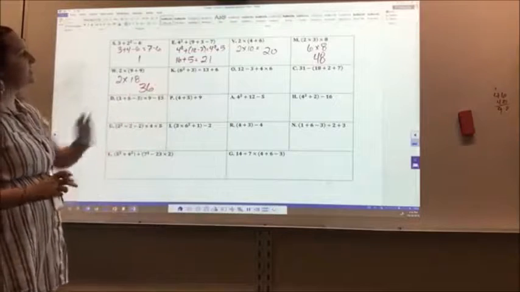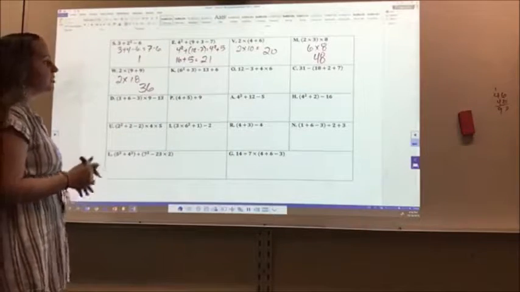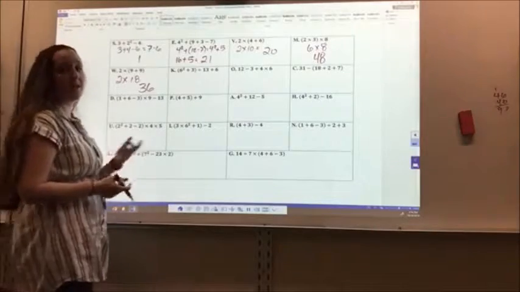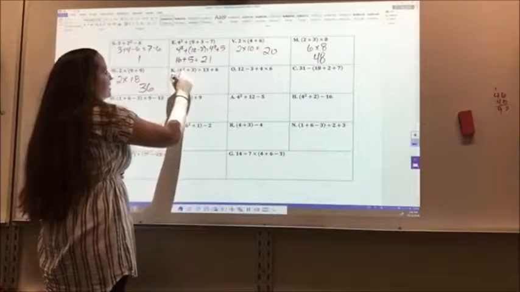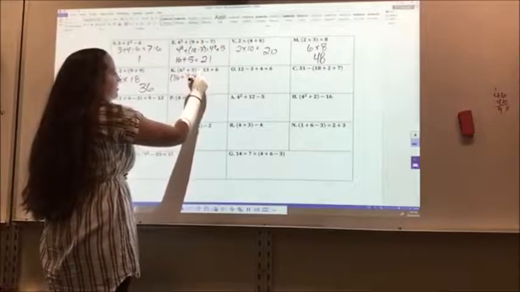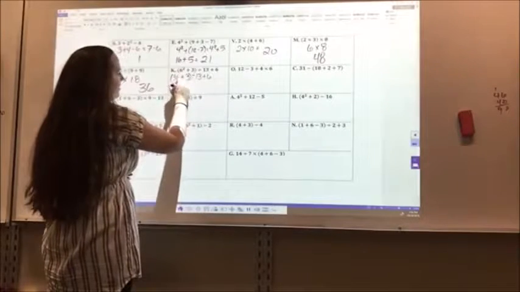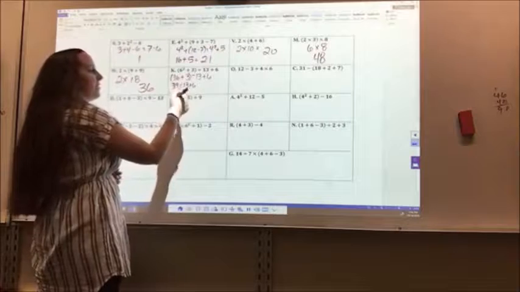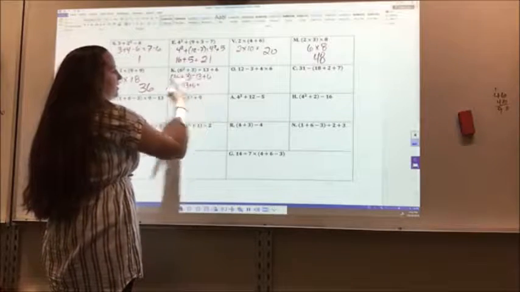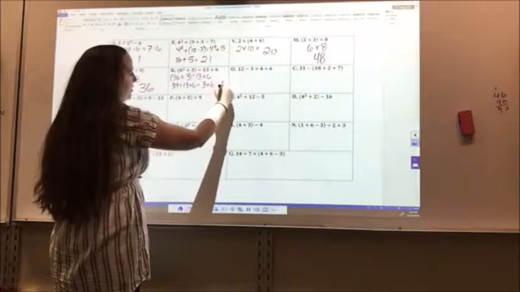For letter K, 6 squared plus 3 divided by the quantity 13 plus 6. So I do what's inside the parentheses first, and then I deal with the exponent. So 6 squared is 36 plus 3. 36 plus 3 is 39. 39 divided by 13 equals 3 plus 6, which equals 9.